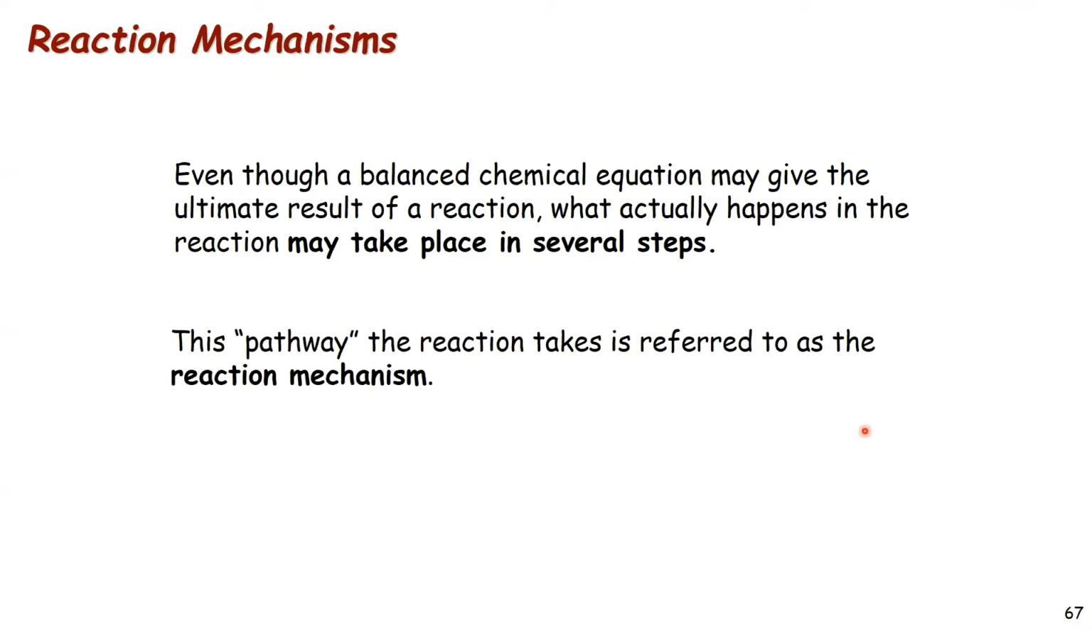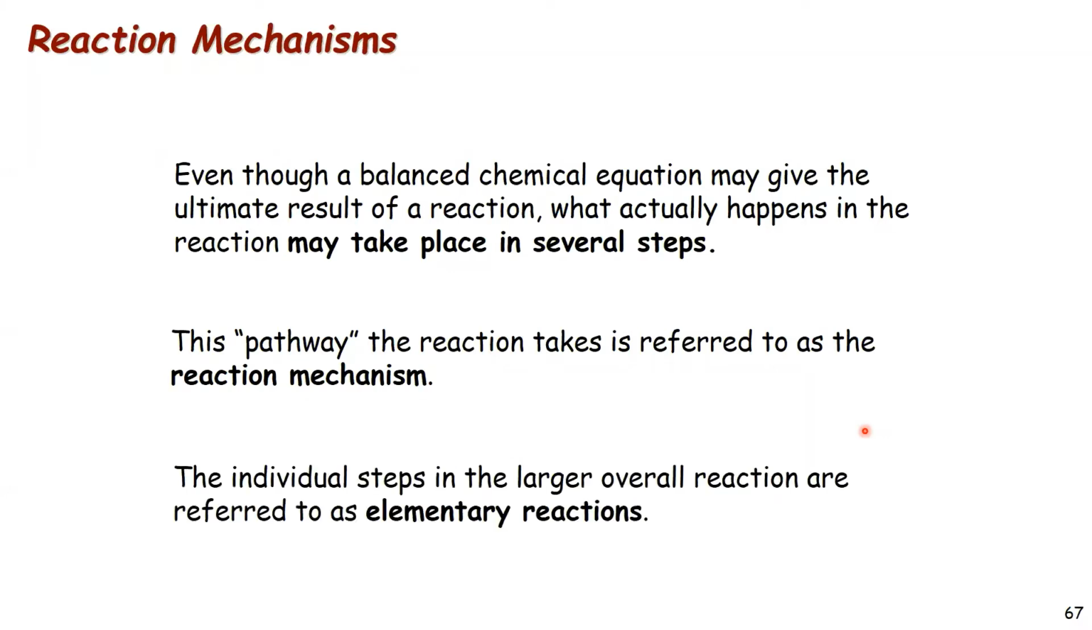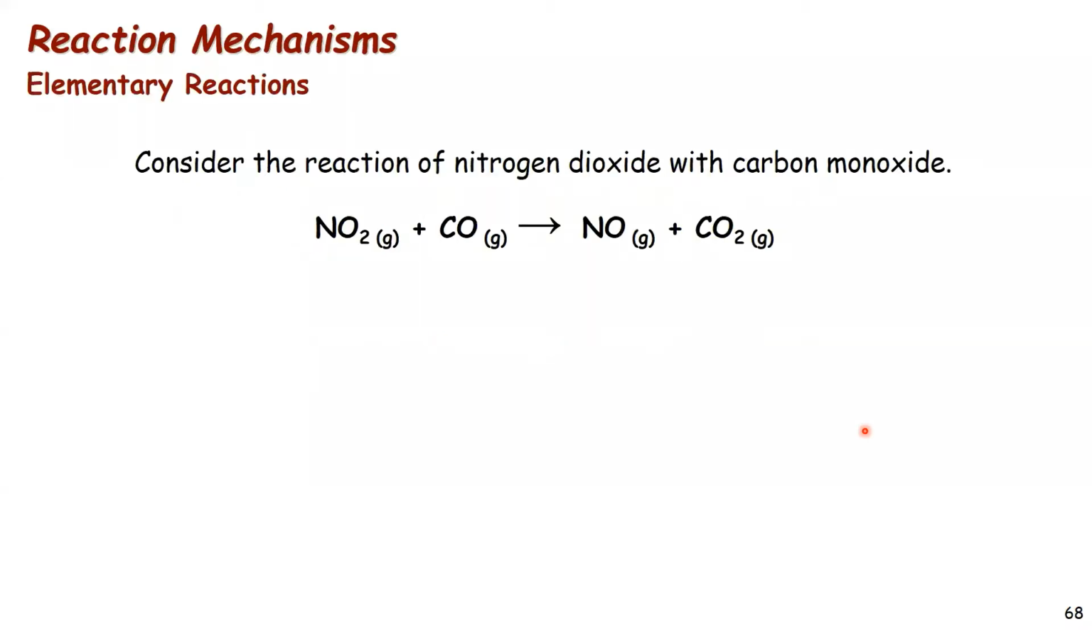okay? And again, it's often referred to as a pathway or a mechanism, which simply represents all the individual chemical reactions occurring at the molecular scale. Added all up, they give us the overall reaction. Those individual reactions are called elementary reactions or elementary steps. So here's an example. Let's consider the reaction of carbon monoxide and nitrogen dioxide to form nitric oxide and carbon dioxide.